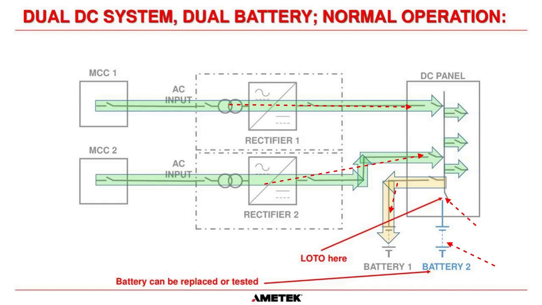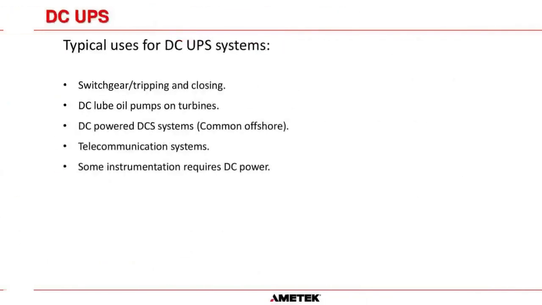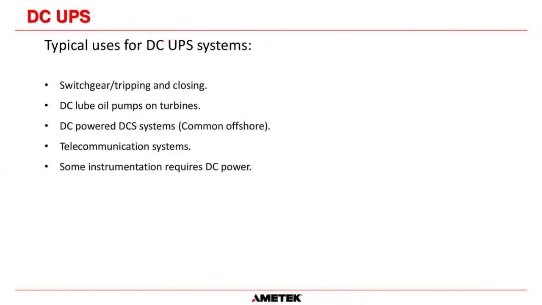Okay. And then once battery 2 is tested, you just remove the lockout tagout, close this breaker back in again, and the chargers will recharge battery 2 up to its full charge level without any issues whatsoever. Okay. So I hope that explains most of the DC system designs that are out there.